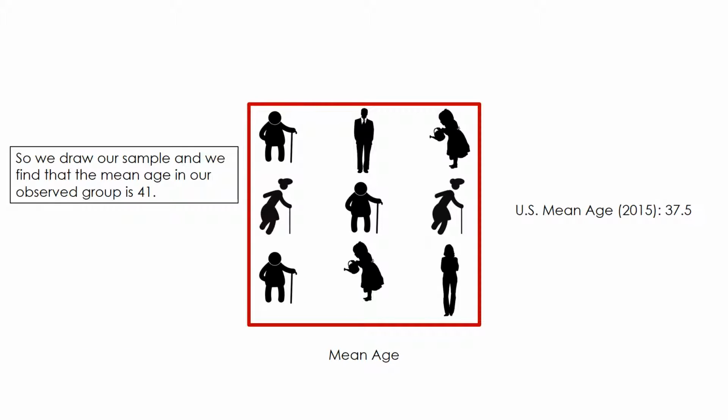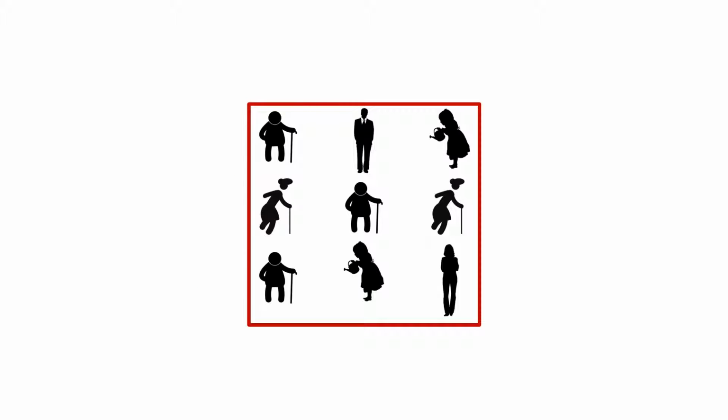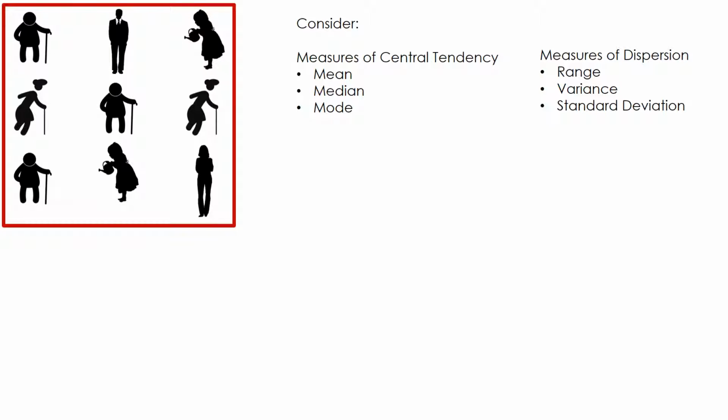Let's say we draw a sample and we find that the mean age in our observed group is 41. The question is, does this indicate the county's mean age is higher than the U.S.? Before we can answer that question, we need to consider some measures of the characteristics of the data in our sample. We've already discussed a few, primarily those associated with central tendency, or where the data tend to cluster. We've already talked about range, which is a basic measure of dispersion or spread of the data, but in order to start drawing conclusions about the sample data as they relate to the overall population, we need to delve into more rigorous measures of dispersion, namely variance and standard deviation.